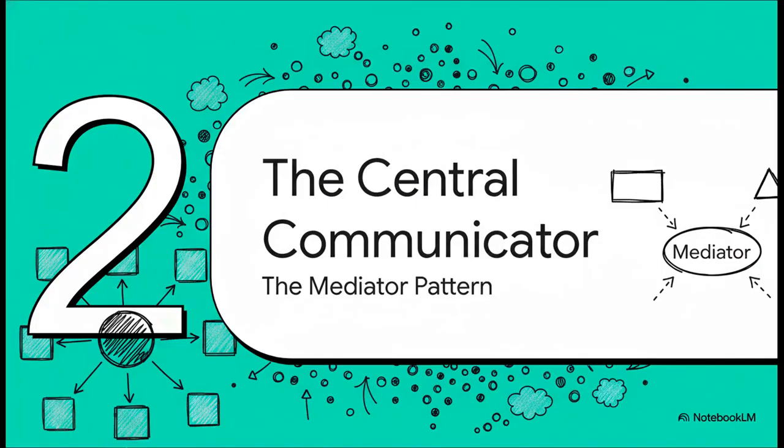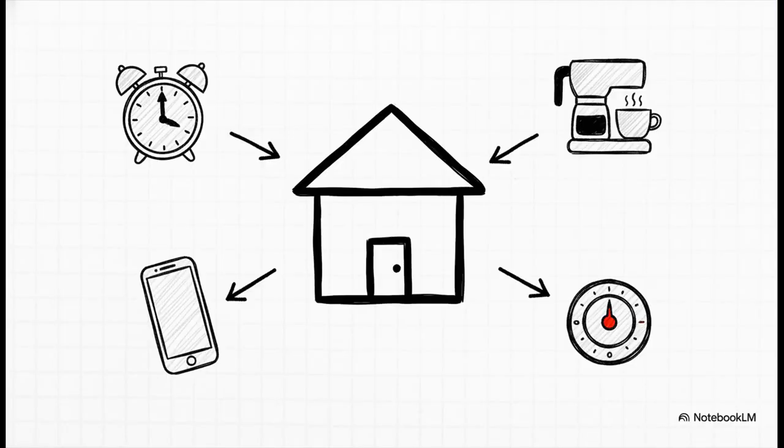Okay, let's put that tool down and grab the next one. We've just talked about how objects are related to each other. Now, let's get into how they talk to each other. So, picture this. You're building the ultimate smart home. Sounds awesome, right? Your alarm goes off, and boom, the coffee maker starts brewing automatically. You leave for the day, and your phone tells the thermostat to turn down. At first glance, it seems pretty straightforward.